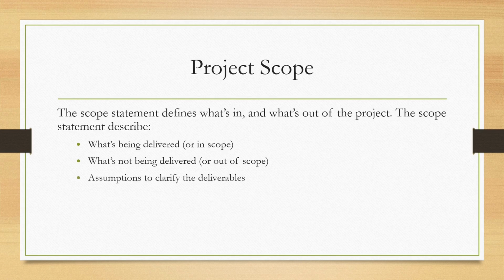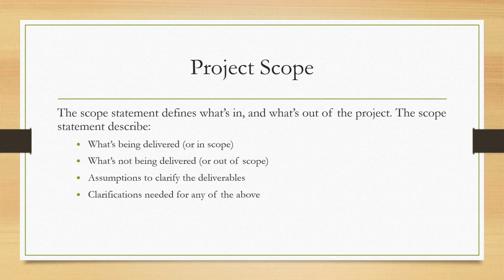We also need to work out some assumptions. Are there any assumptions that clarify the deliverables? Is there anything that we are assuming about our users or our situation that we don't actually know for certain, but we're just going to assume to make our life easier? And anything of the above that we need to clarify. So any changes, anything that we need to make more specific, and the like.